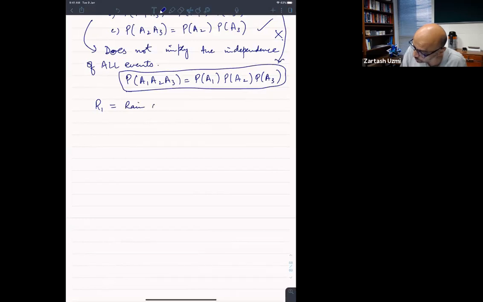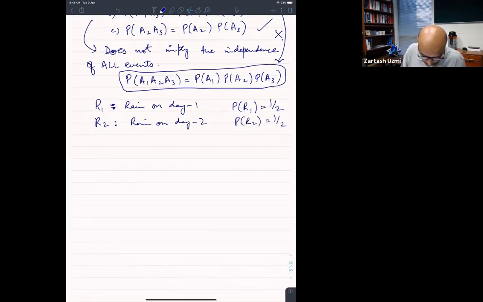Rain on day one, let's say this is the event R1, and the probability of R1 is equal to 1/2. I define R2 as rain on day 2, and the probability of R2 is also equal to 1/2. I also define this new event D, which is rain on exactly 1 day. So it rains on day 1 or on day 2, but not both, and it's also not that it doesn't rain on either day.